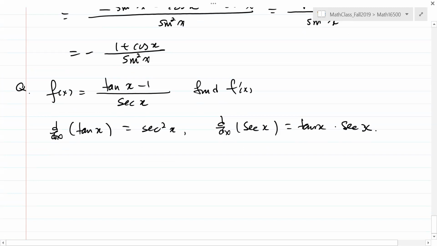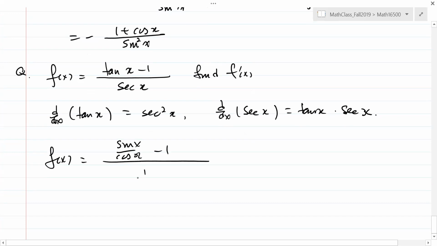Assuming your biological memory is not super great, you cannot store all the data. So you just look at sine and cosine. So let's look at sine x over cosine x minus 1, right? And the secant x is 1 over cosine x. Then you will see that it is sine x over cosine x minus 1 times cosine x.